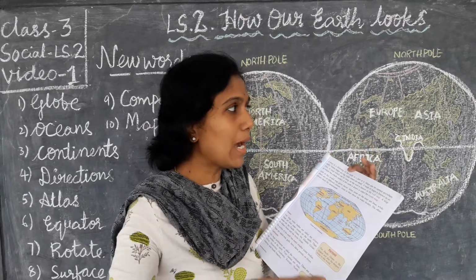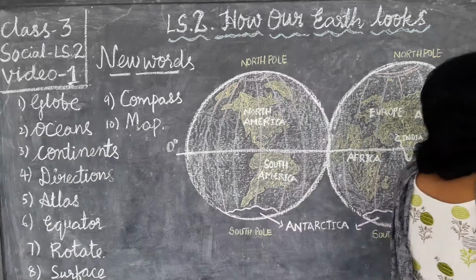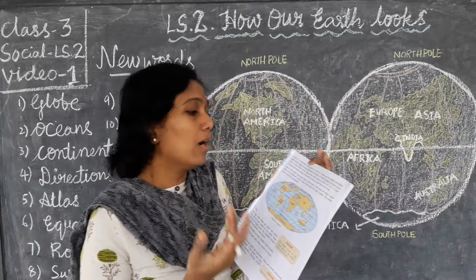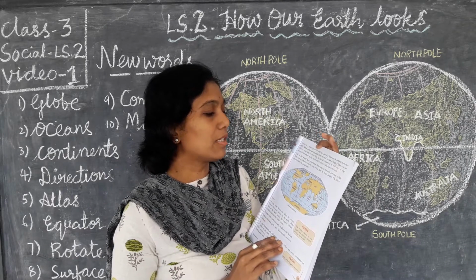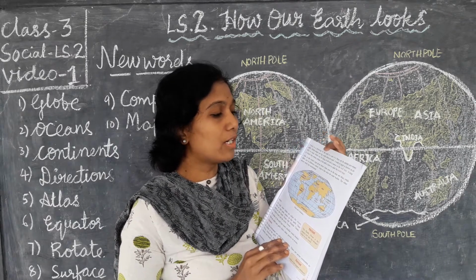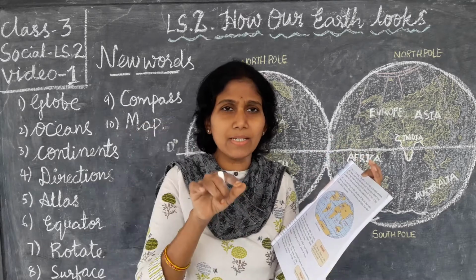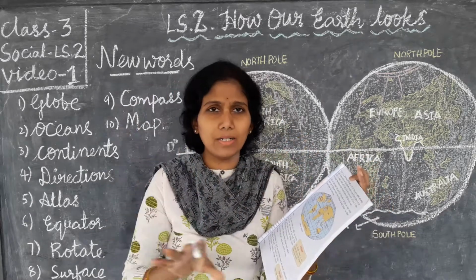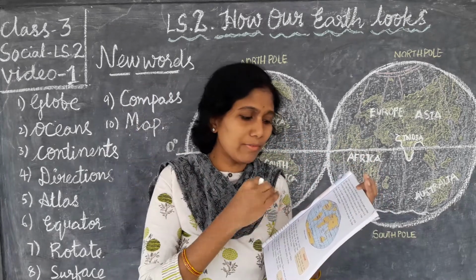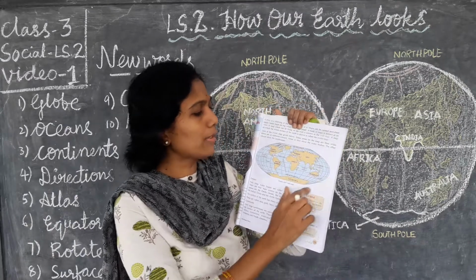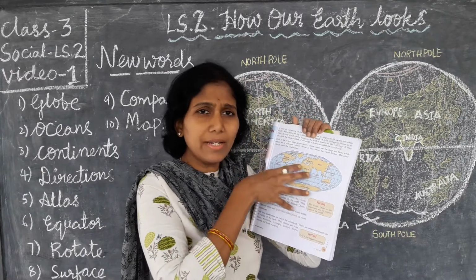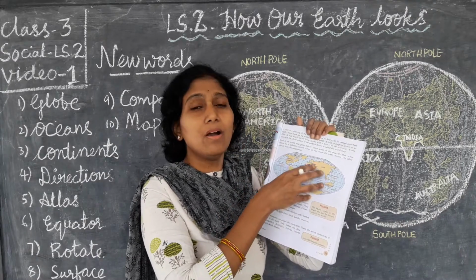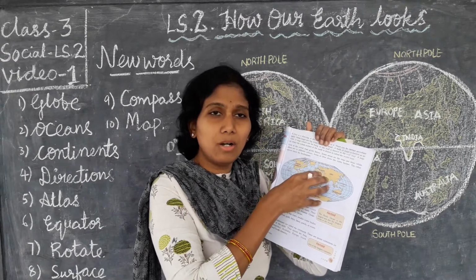If any map is hung on the wall, it is a wall map. A map on which the whole surface of the earth is drawn is called the world map. If any map is drawn with the whole world, all the continents and different countries are included in this world map. This is called a world map.